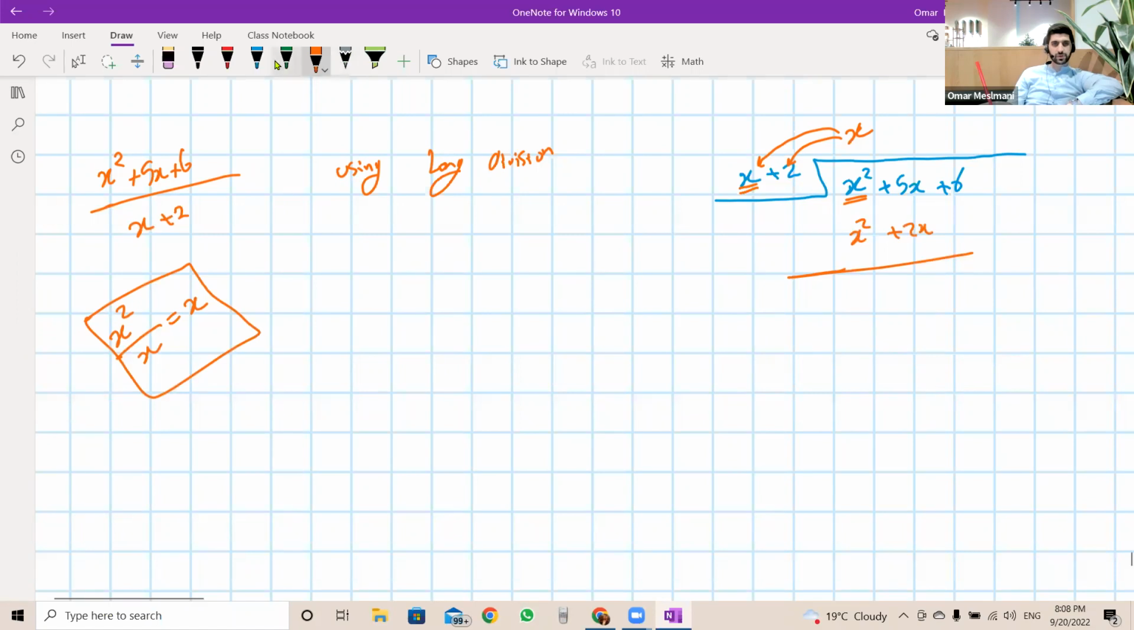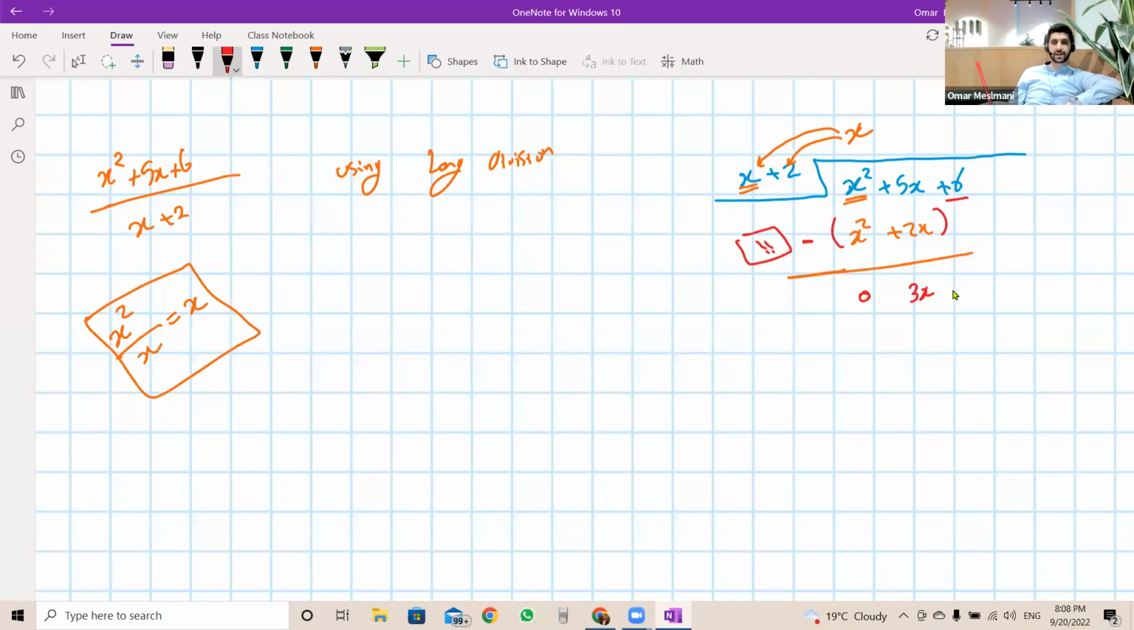Then I'm going to do something called subtraction. And here you have to be careful because you're going to make mistakes on the subtraction, right? Subtraction and put a bracket. So what do you say? You say x squared minus x squared is a 0. And 5x minus 2x, what is it? 5x minus 2x? 3x. Thank you. All right, I finished.